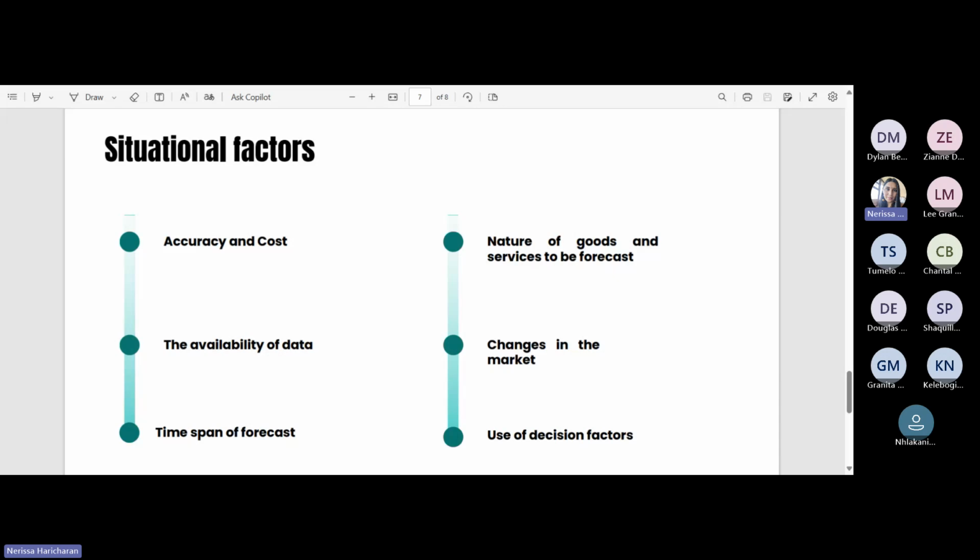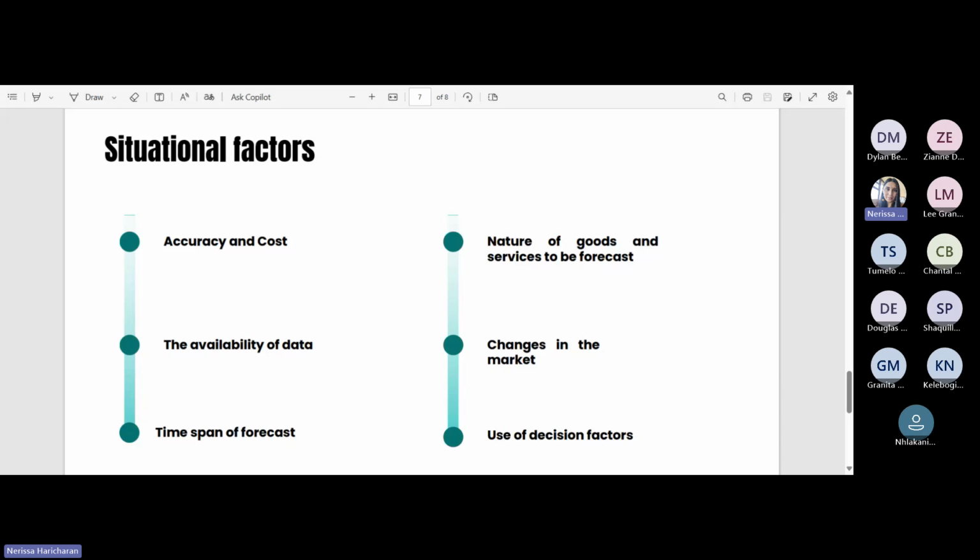And on the other side, if you're going from a qualitative perspective, then you need customer surveys, you need information from customers or potential customers. So you need to always understand what is available in the market before you proceed to choose what type of forecasting you're going to go forward with.